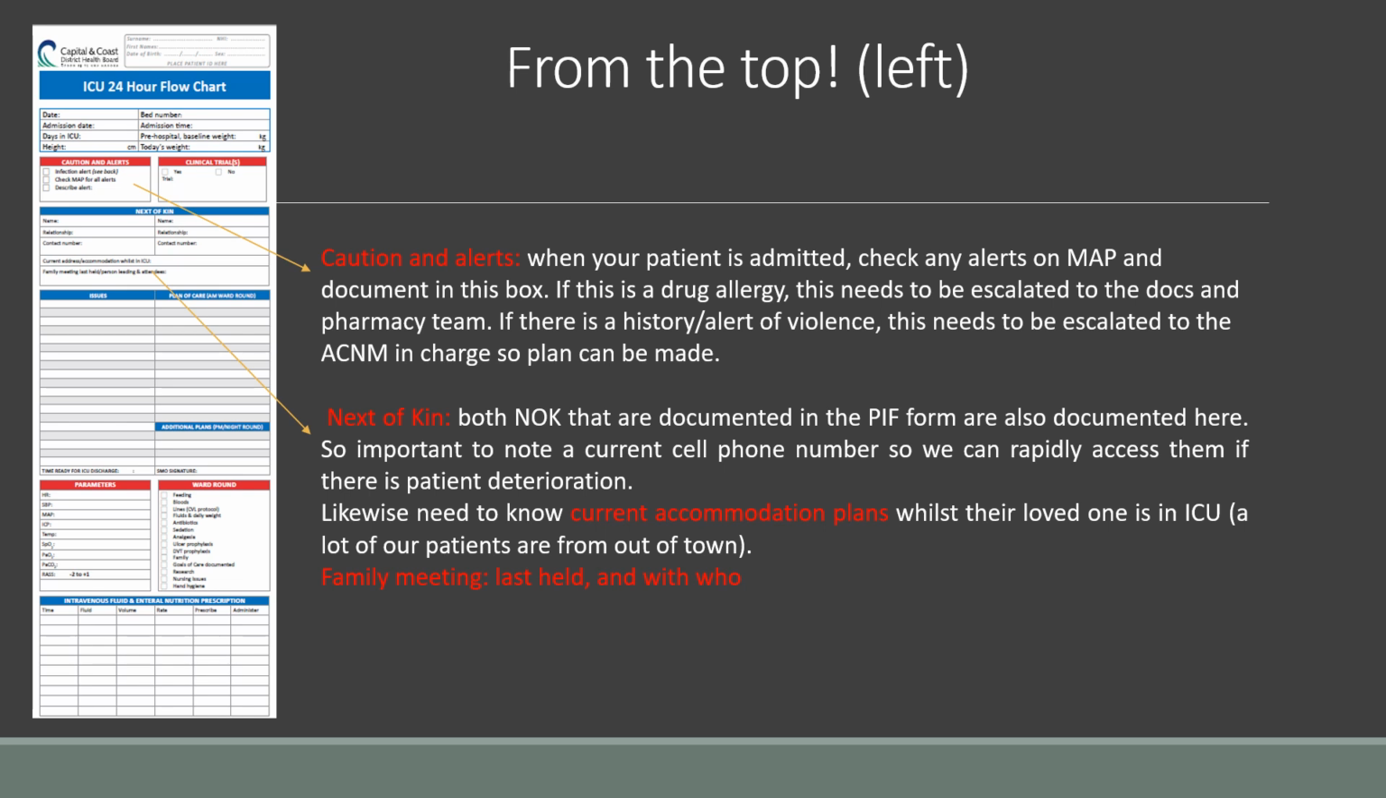Next of kin details are incredibly important as well, because we need to be able to get hold of them in case something terrible happens. We need to know where they're staying as well.